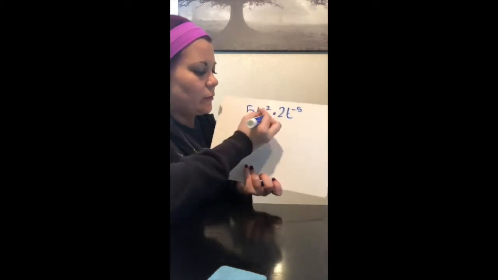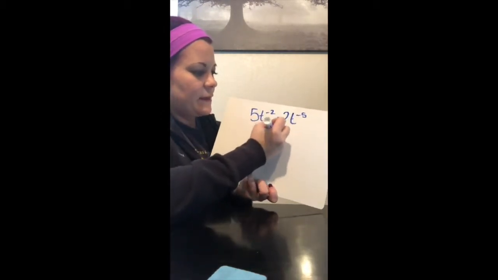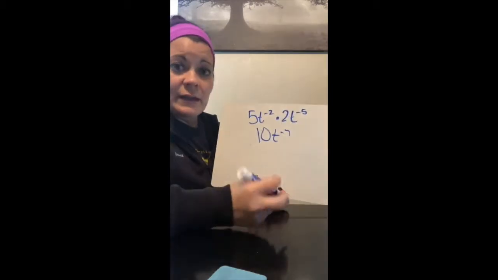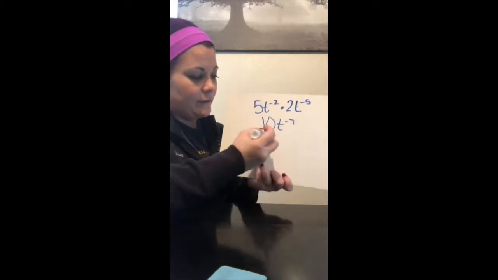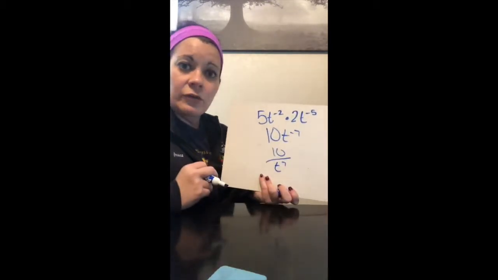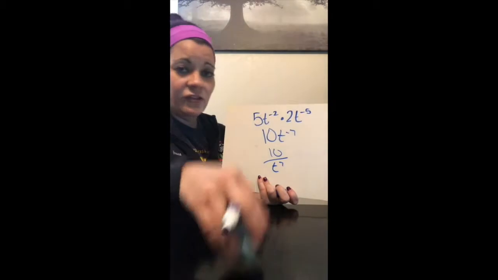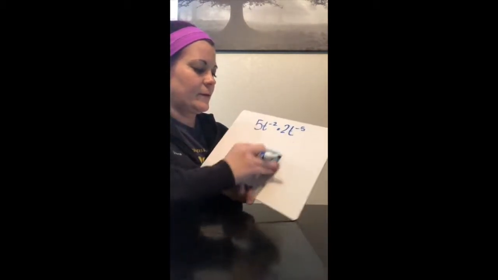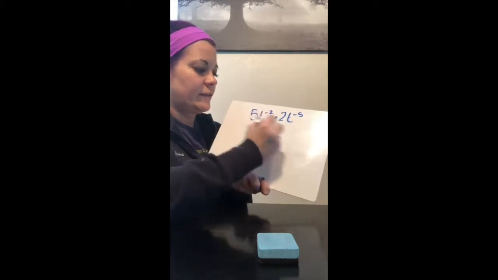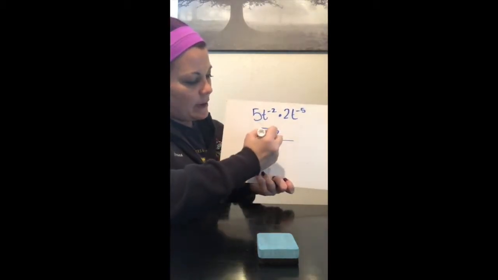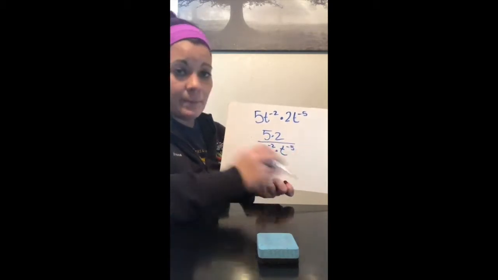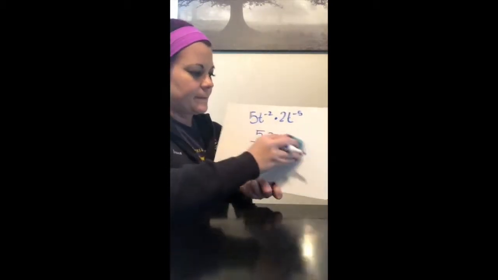So 5 times 2 is 10, and then negative 2 plus negative 5 is negative 7. Then I need to simplify the t to the negative 7. Well, the 10 stays on top, but t to the 7th goes on bottom. Okay, now let's do where I simplify the negative exponents first. So 5 times 2 stays on top, and then we have t to the negative 2 times t to the negative 5.